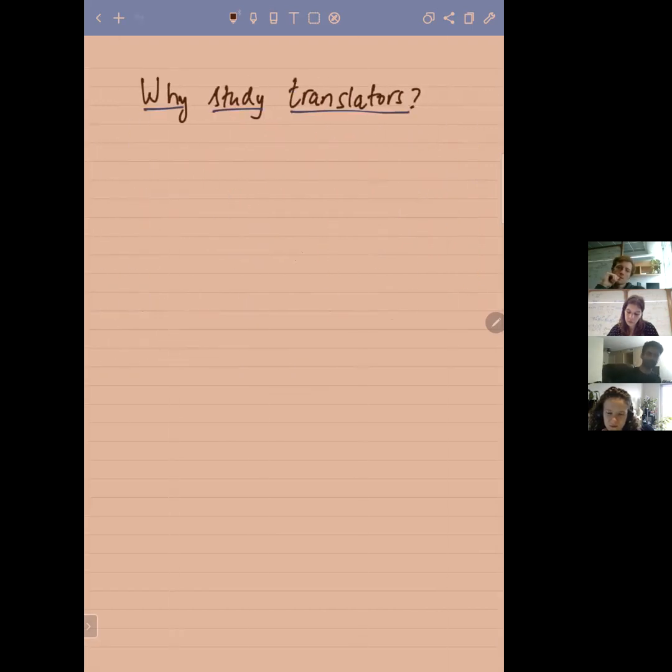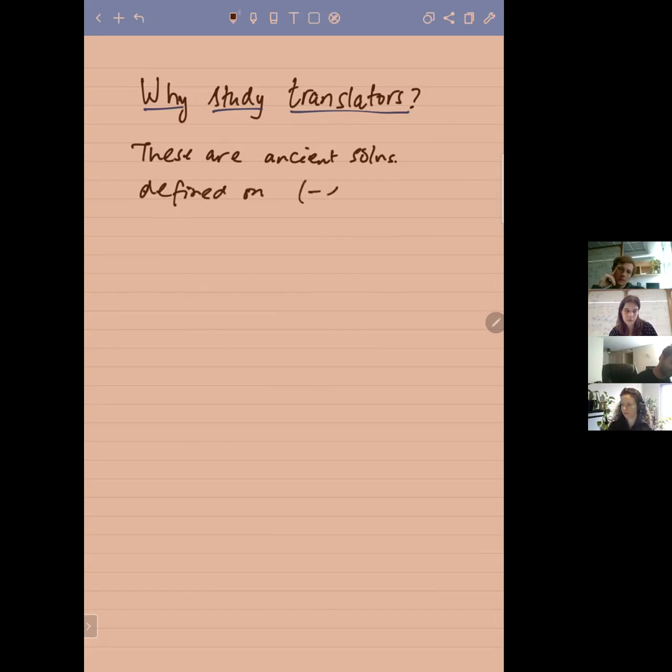The reason why I want to study translators is because these are actually examples of what are called ancient solutions. That is, they are defined on a time interval of the form minus infinity comma T. So they have always existed for all previous times. These are exactly the objects which you find by rescaling at singularities.